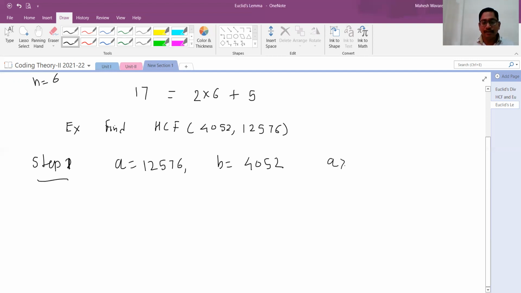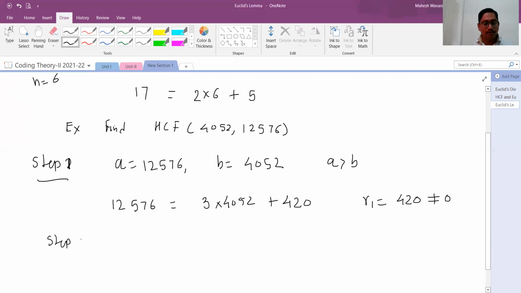Now here, a is greater than b, so apply Euclid's lemma that I stated earlier to these numbers. When 12,576 is divided by 4052, 4052 occurs thrice in 12,576 and leaves remainder 420. This is the first remainder, which is greater than 0, that means not equal to 0. If the remainder is not equal to 0, we have to move to the next step.